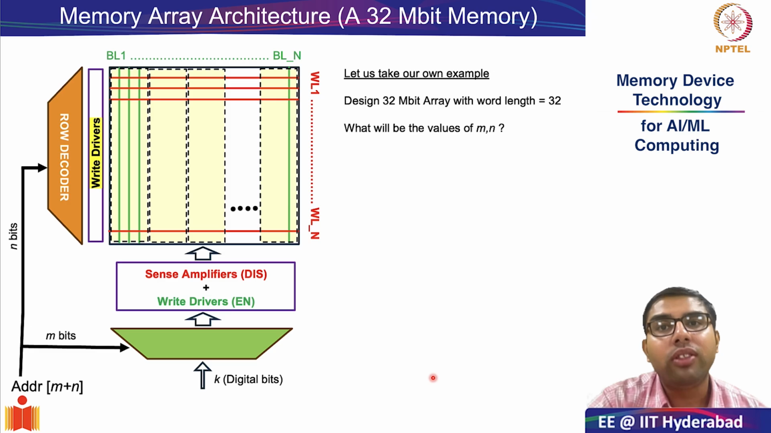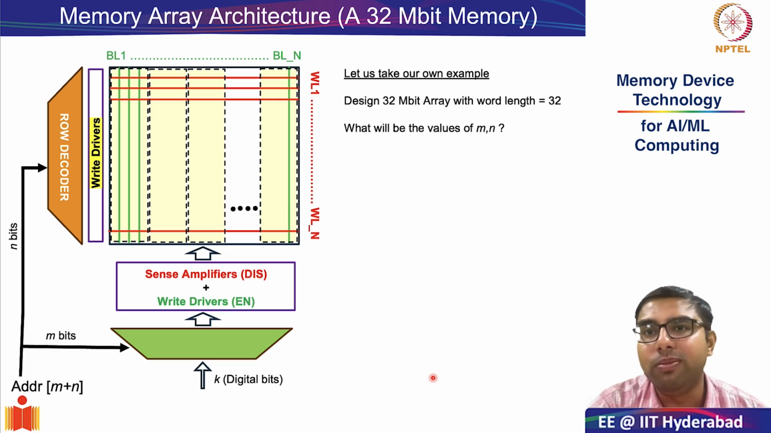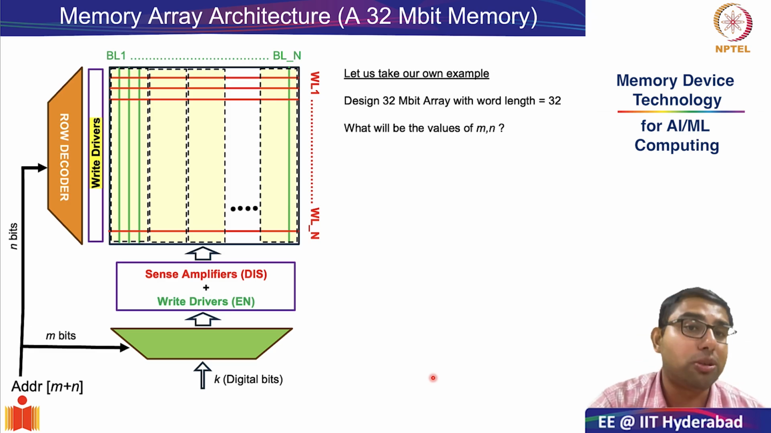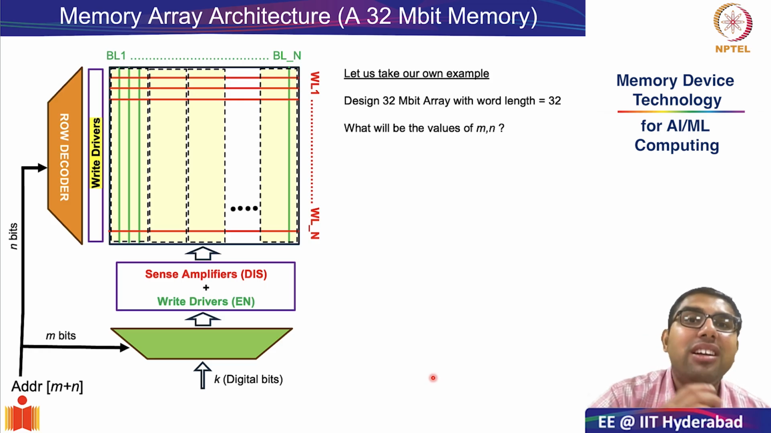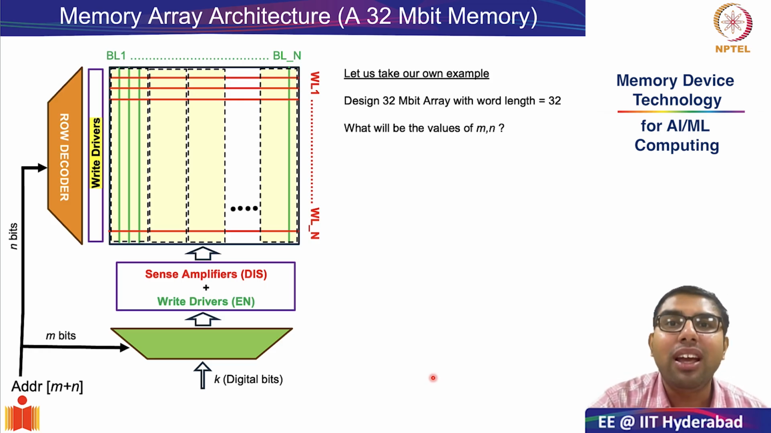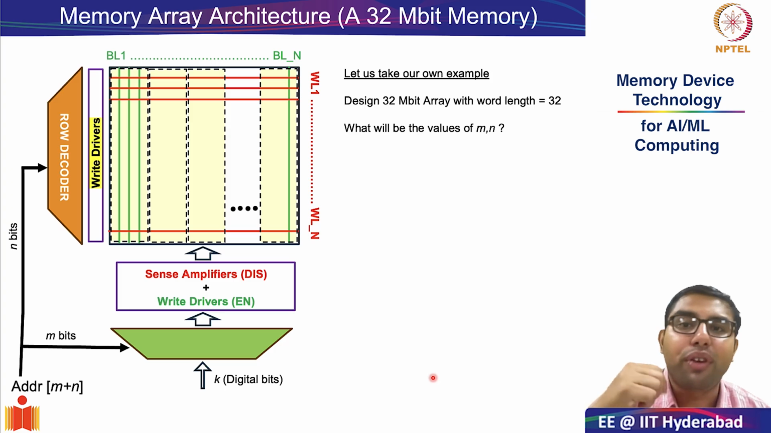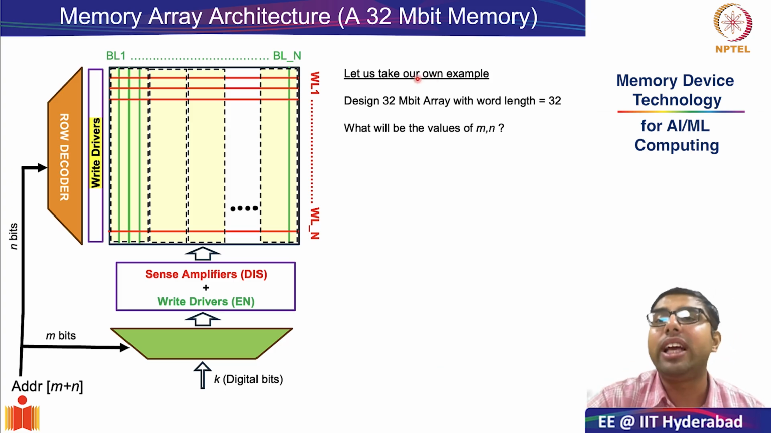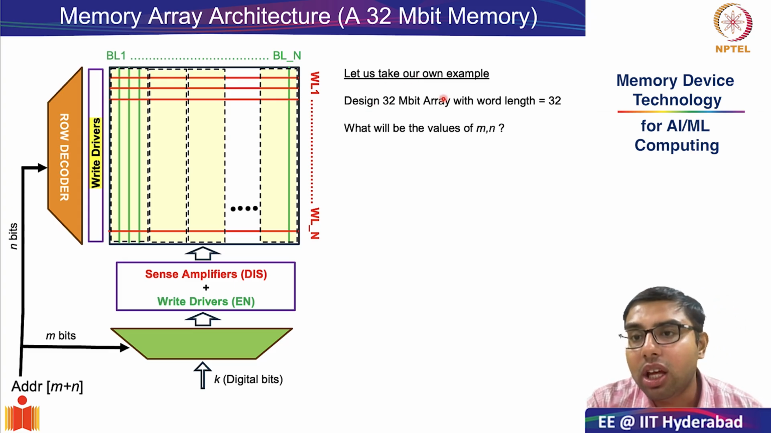We come to the last topic of this module. In the last topic of this module, we will try to look at the design of a memory peripheral. So let us take our own example which we were discussing a few classes ago. How do we design a 32 megabit array with a word length of 32?